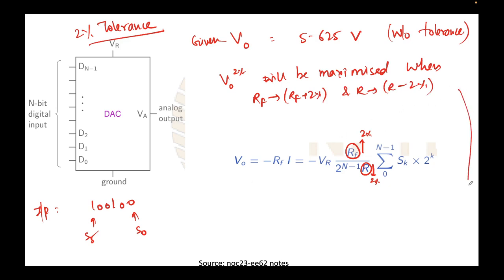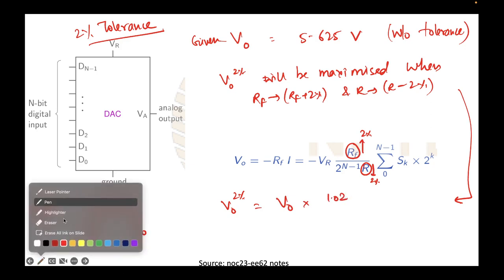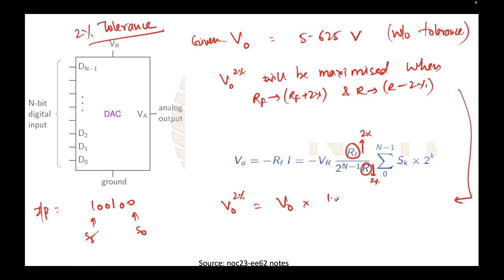Okay, and then I'm solving this here. So V naught 2% will turn out to be, everything else will remain the same. Please understand that only this term will rise by 2% and this will fall by 2%. So this will be V naught, the old one, into one plus 0.02, because we have increased that, divided by 1 minus 0.02. So this will be 5.625 times 1.02 over 0.998, which is 5.749 volts.